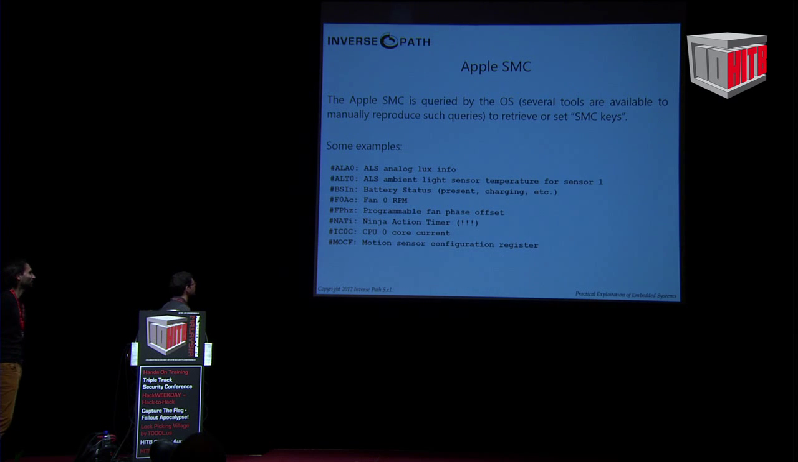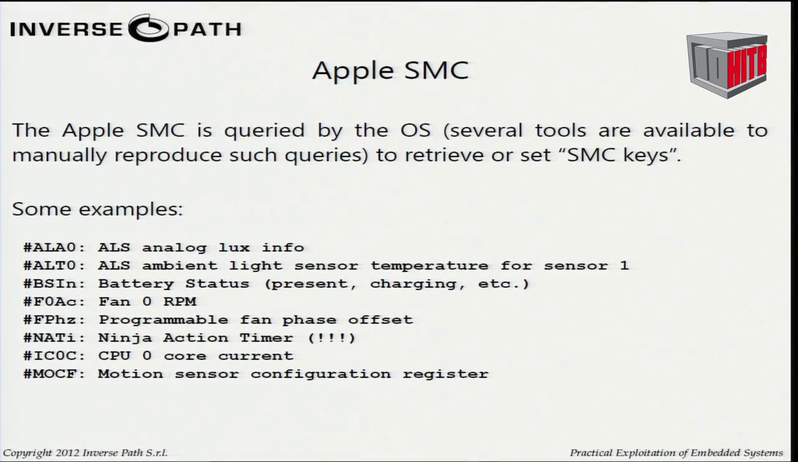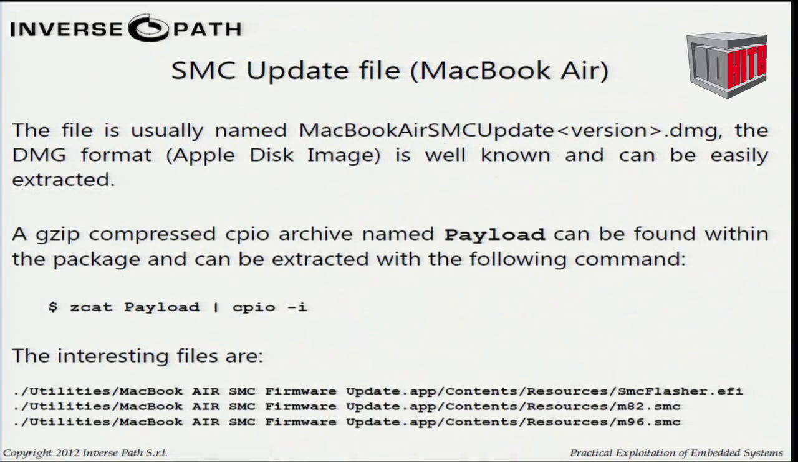I think that would be quite awesome. You can get the current, the voltage, and so on of the CPU. This is just a subset of the attributes. There are many more. The motion sensor configuration register, and so on. All kinds of things. So the update file, you get a DMG from Apple, which can be mounted.